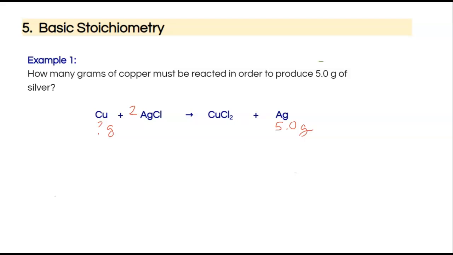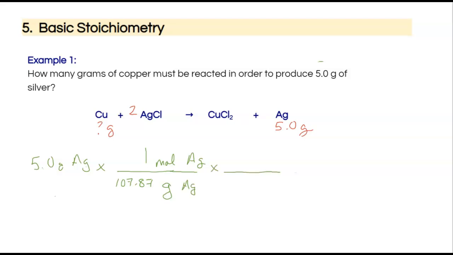Okay, so here's what I would do. I would say, well, I am starting with 5 grams of silver, but I don't want grams of silver, so I need to be able to cancel them out. So they need to go in the denominator here. And so I know that I can convert between grams and moles by using molar mass. And so I know that 1 mole of silver is equal to 107.87 grams of silver, right? And so in doing that conversion, I've converted to moles of silver.